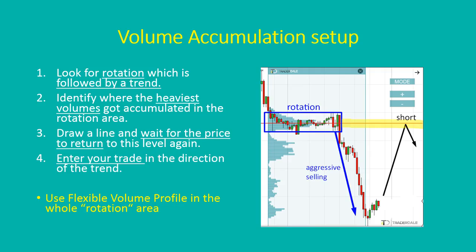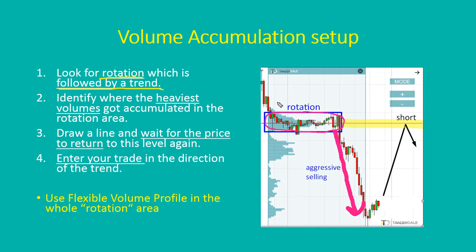So here are the rules for the entry setup. I won't be talking about position management yet, but I'll be talking about it later, alright? So this part will be only about entering the trade. So here are the steps for the volume accumulation setup. First, you look for rotation, which is followed by a trend. If you look at the picture, you can see that there is a rotation, price is moving sideways, big institutions are accumulating their positions, and afterwards there is a trend. Alright, so this is what you look for, rotation followed by a trend.